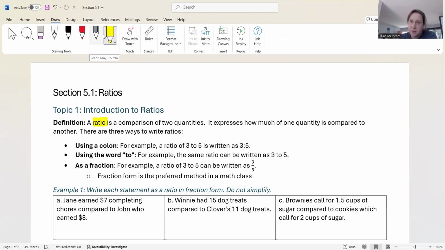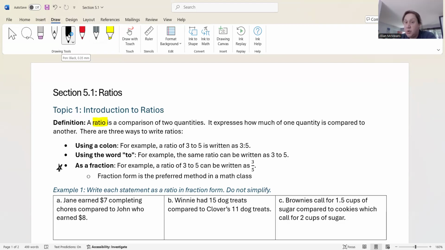There are three ways to write a ratio. At the heart and soul of a ratio, you're just comparing two things. Now, we can represent ratios using a colon, using just words, or as a fraction. And think this one through: you're in a math class, so it makes the most sense that we would write ratios as fractions.